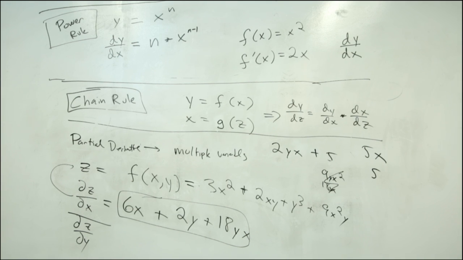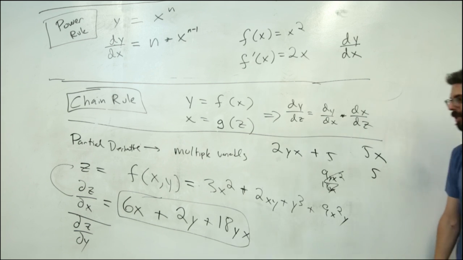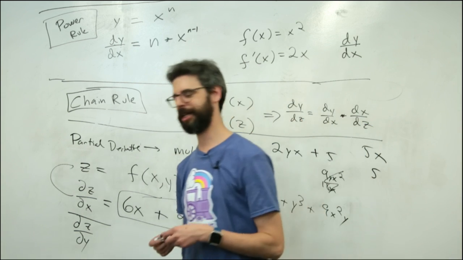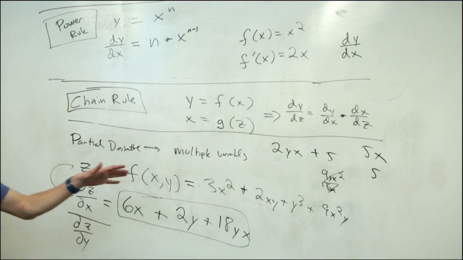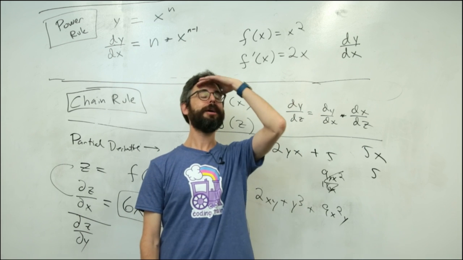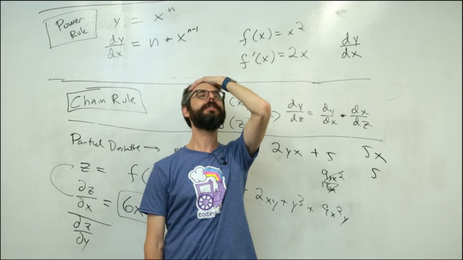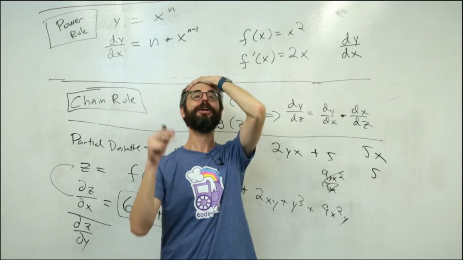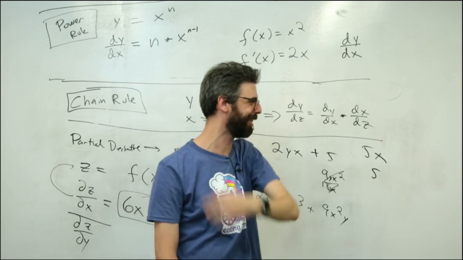I'm seeing F dash. F dash DZ DX is correct. Thank you. I got lucky. I did study this stuff. I did take multivariable calculus. Let's see, when would I have taken that? 23 or 24 years ago, something like that.